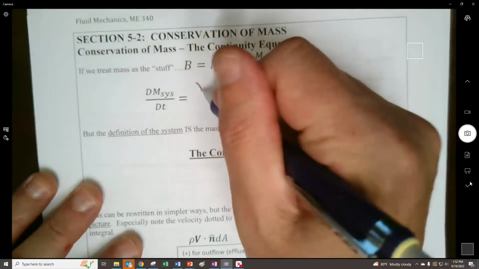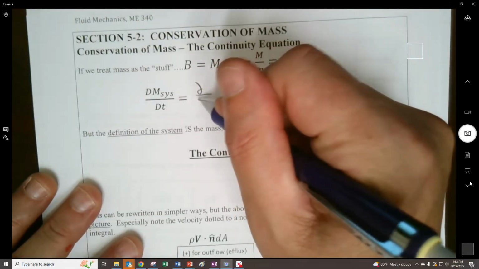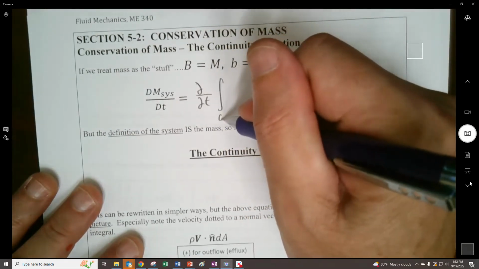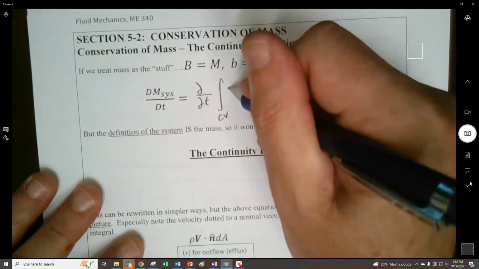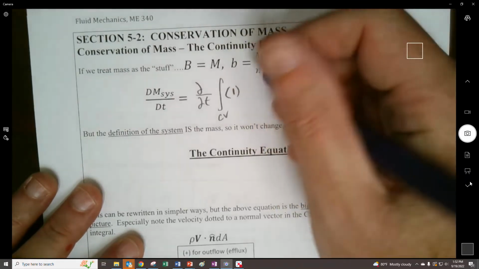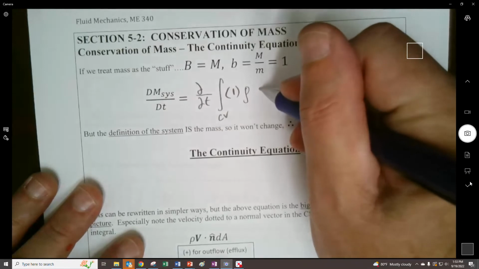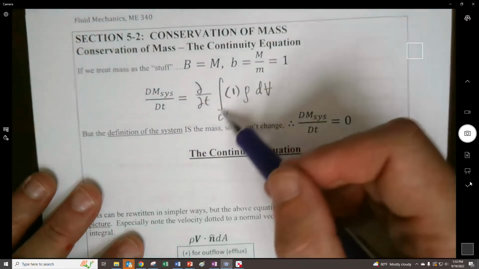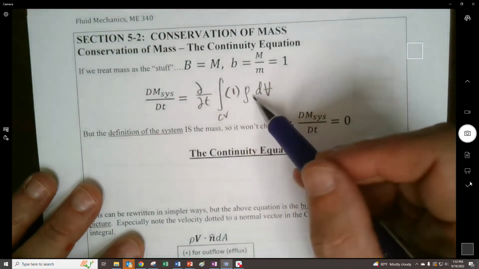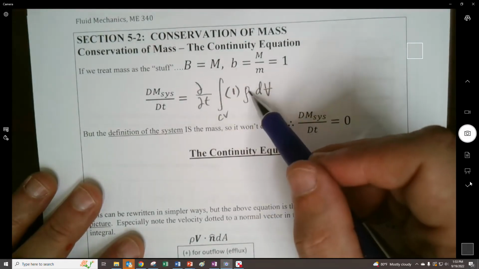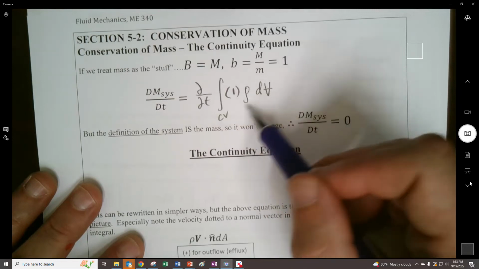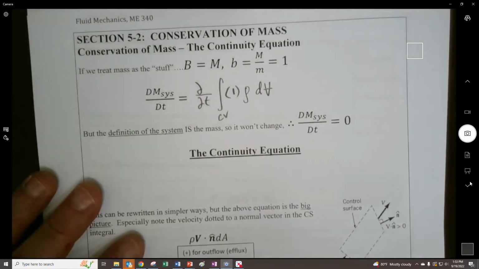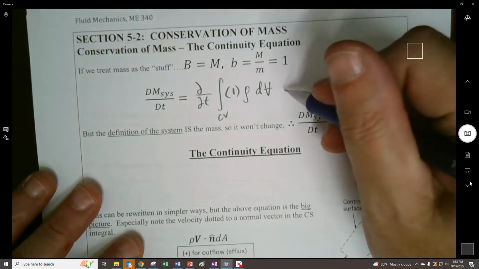So what we're going to say here is the derivative on the control volume. Now all of a sudden that little b becomes 1, times the density times the incremental volume, and we take the integral across the whole thing to get the total volume. And so that's understandable that this right here is going to be the total mass as it changes with time within the control volume.